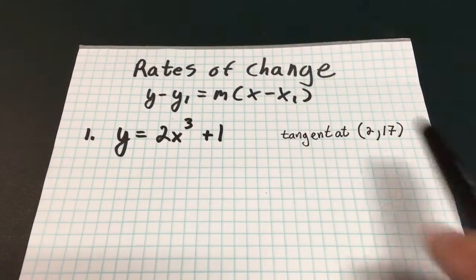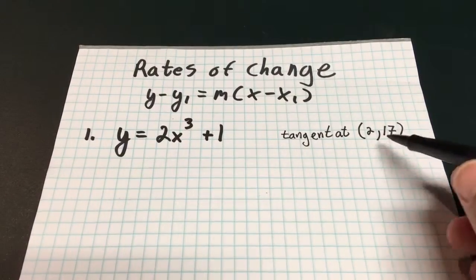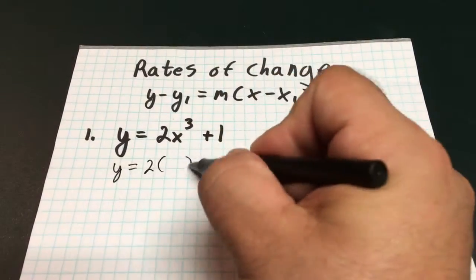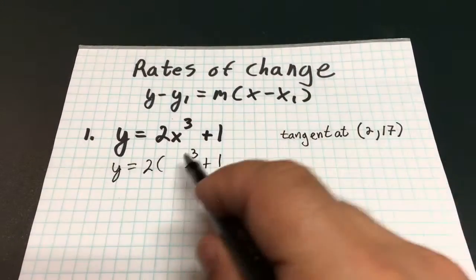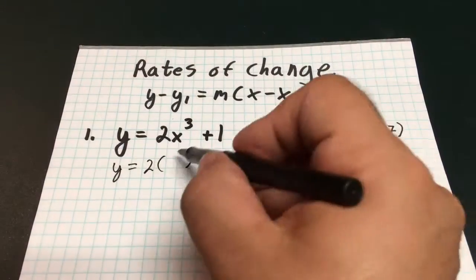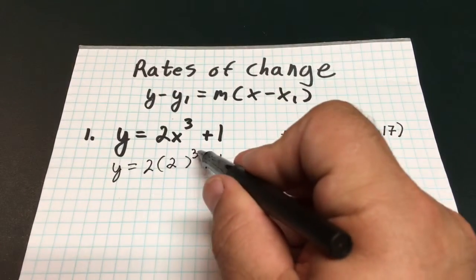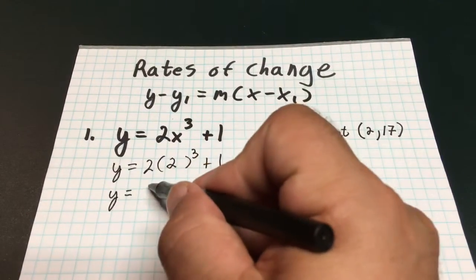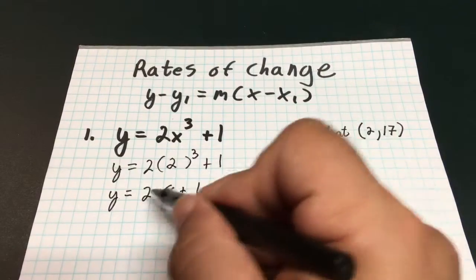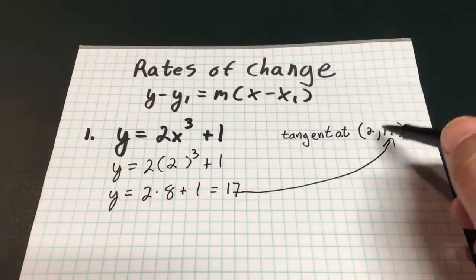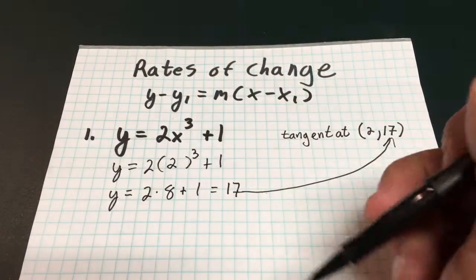So first I'd like to verify that 17 is the correct y value. What I would do is plug in the 2 and see if that gives me y equals 17. Sometimes they don't always give you the 17. So I plug in the 2, 2 cubed is 8, so y equals 2 times 8 plus 1, that's 16 plus 1. And yes, that verifies that that's the correct point. That coordinate is on the curve y equals 2x cubed plus 1.